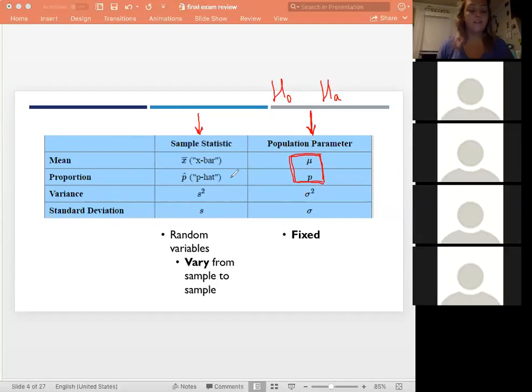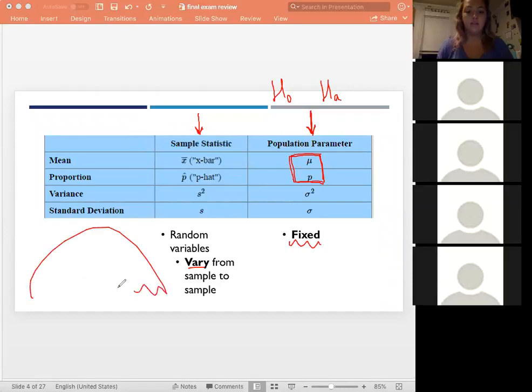So these are just things to keep in mind. Sometimes I tell people to write these out so you remember that, and also so you understand that if you see X bar, they're talking about a sample mean and not a population mean, that kind of thing. But just remember, random variables do vary, and populations are going to be fixed.